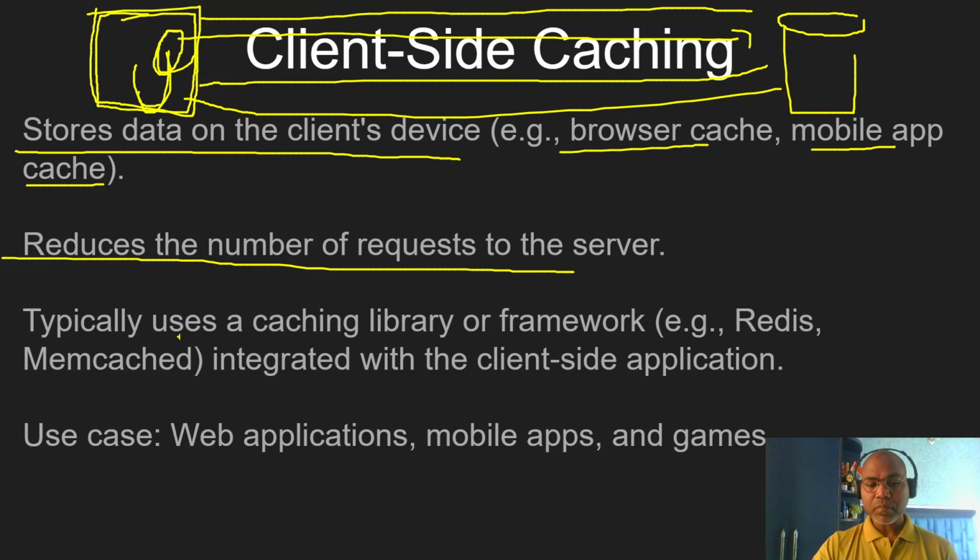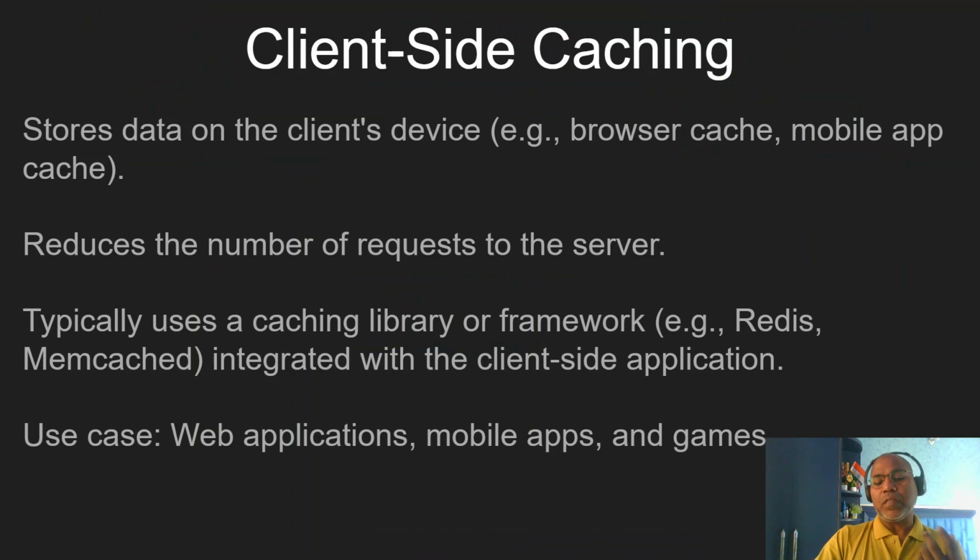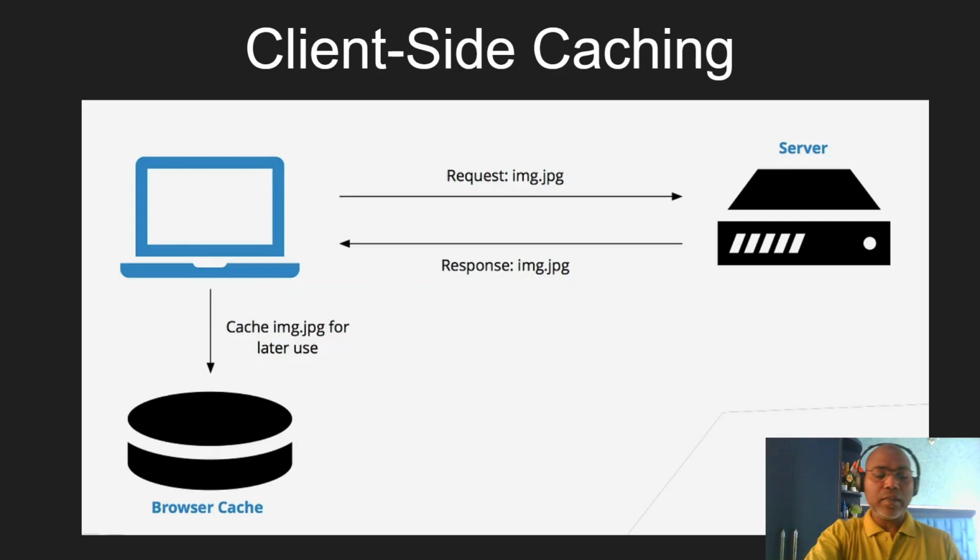Typically, the cache libraries already exist. We're going to talk about caches like Redis and Memcached that can be integrated into the client-side application as well. Generally, in all web applications, mobile apps, and gaming apps, much data is saved temporarily in the cache memory of your devices, your browser, and your apps. And this is a very simple high-level flow.